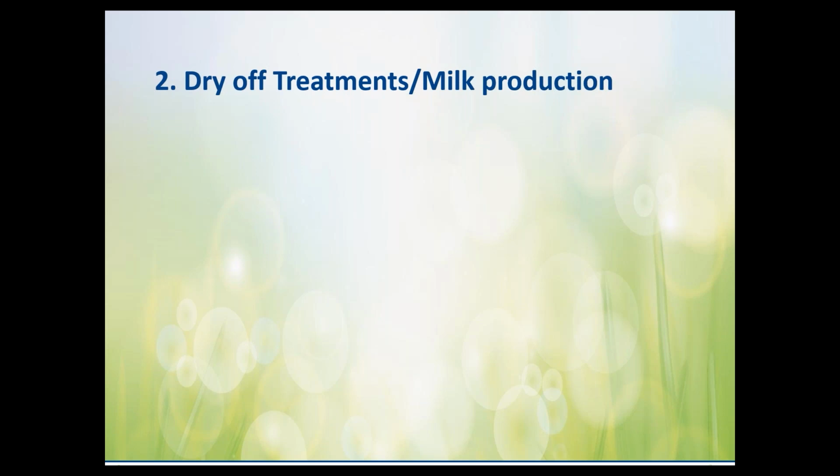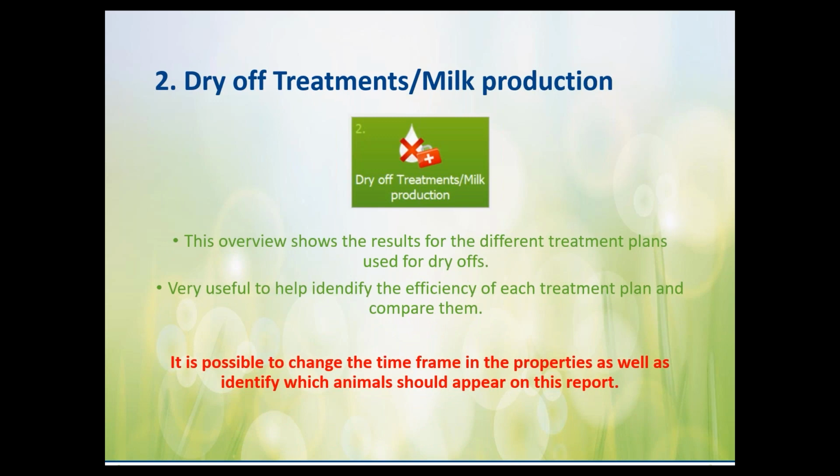The second part is dry-off treatments and milk production. This overview shows the results for different treatment plans used for dry-off. Some people will use several treatment plans. For example, if some cows have a higher cell count, they'll use a certain treatment plan, or for some other ones, they won't even use a treatment at all, or just a sealer. So we're able to compare the different ones and see which one is more efficient.